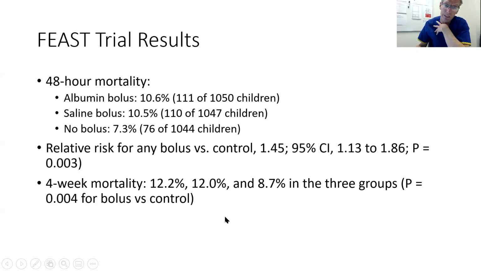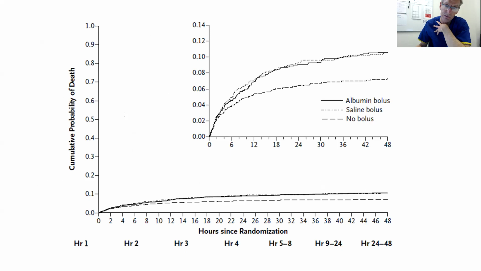So we know that giving a large bolus of fluid like that, 20 mils per kilo of fluid or more, can be very dangerous to children. This is what's called a Kaplan Meier curve. I won't go through this too much, but this is the hour after admission to hospital or randomization to the study, and this is the cumulative probability of death. You can see that the children who didn't get the fluid bolus had a much lower probability of death, and the children that got either albumin or saline had a higher risk of death.